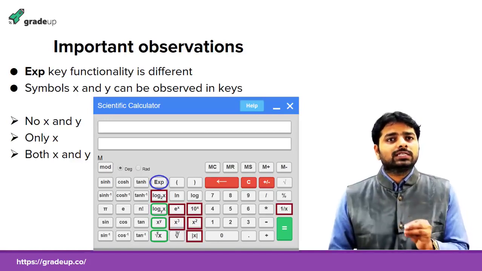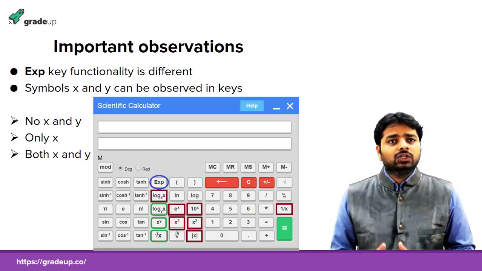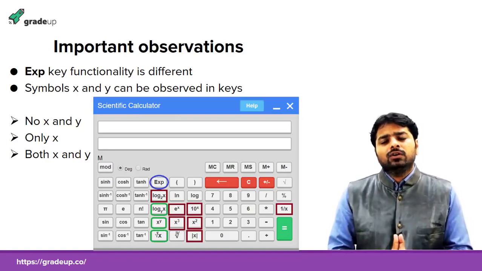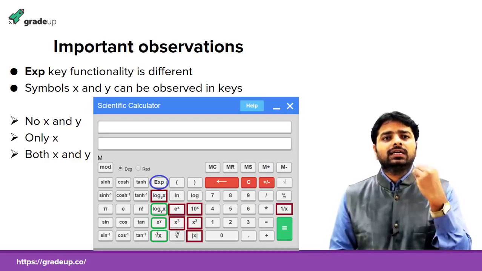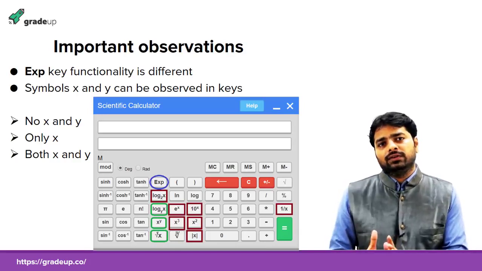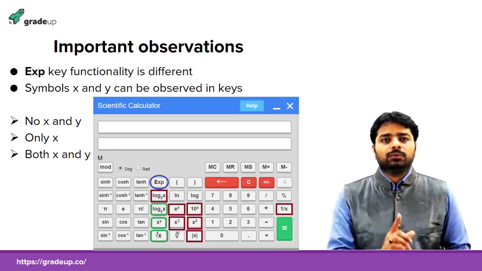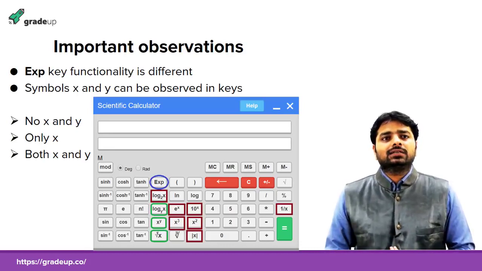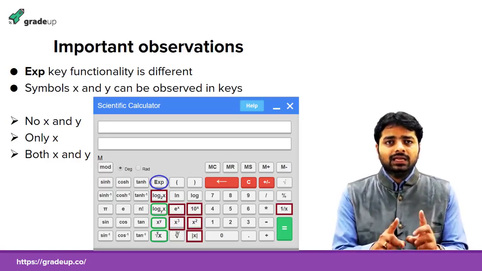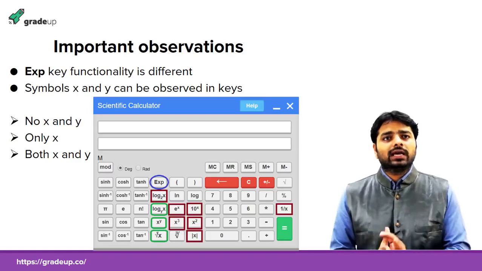So understand this: keys with no x and y, most of them except EXP, are unary functions. So they expect only one input, and for all of them, first enter the input, then press the key to perform. That is the way you calculate these unary functions. When you have only x, definitely it expects one input, so it is very easy to calculate. But when you have both x and y, first press x, then the key, then the last one is y. So this way you calculate using the virtual calculator.